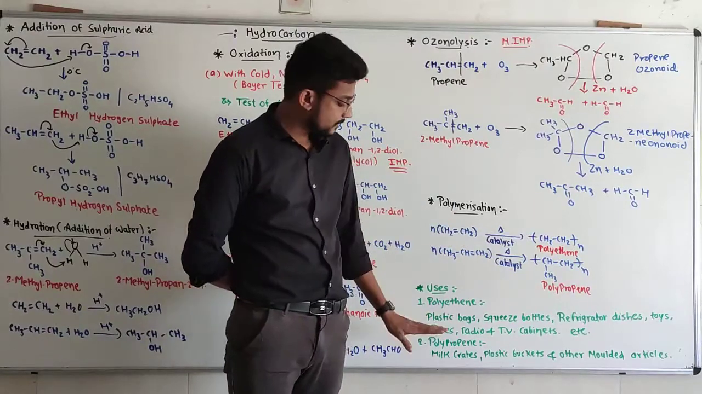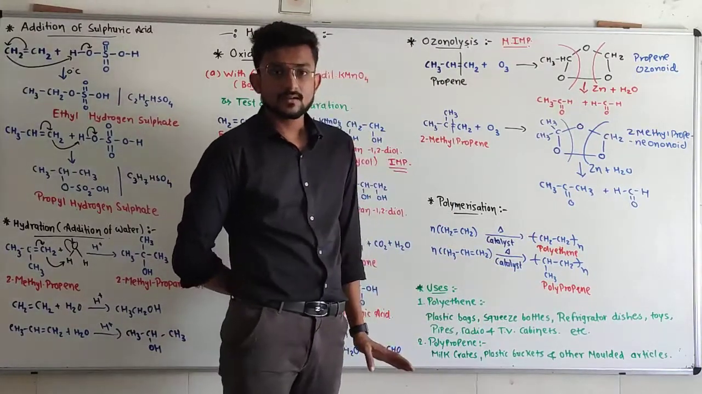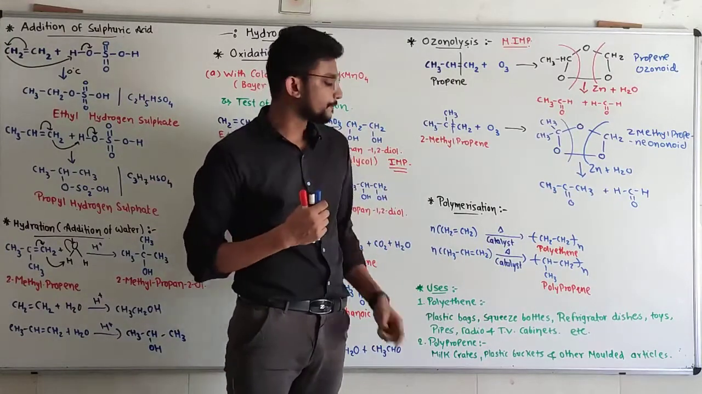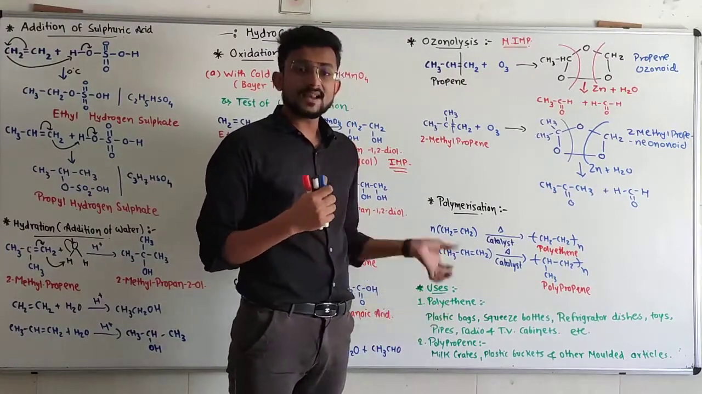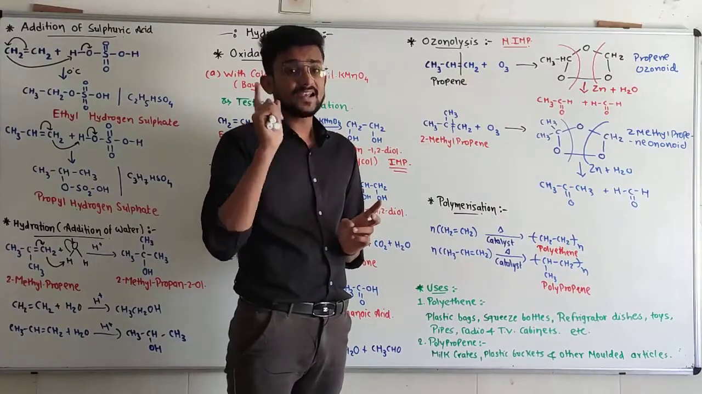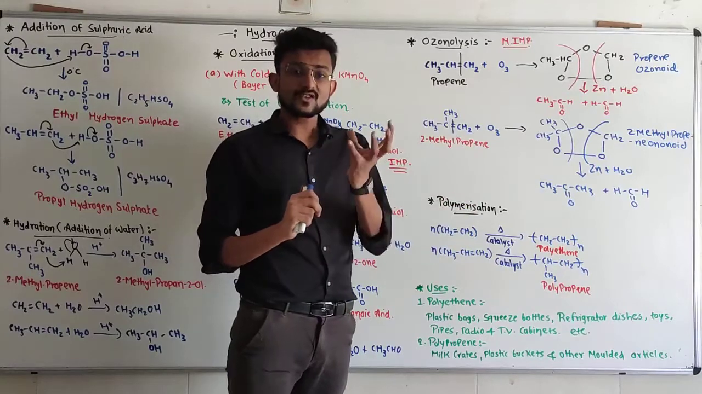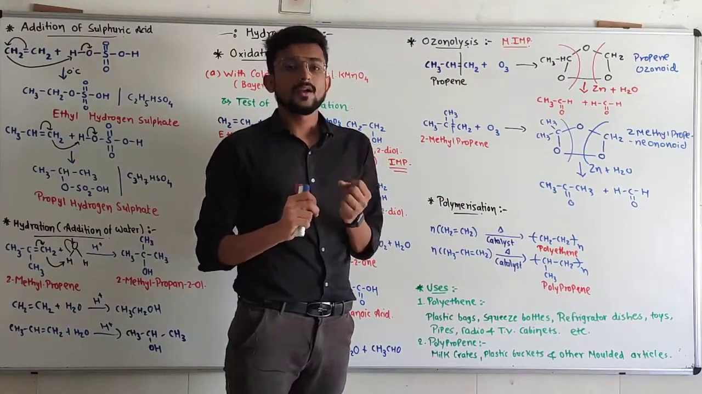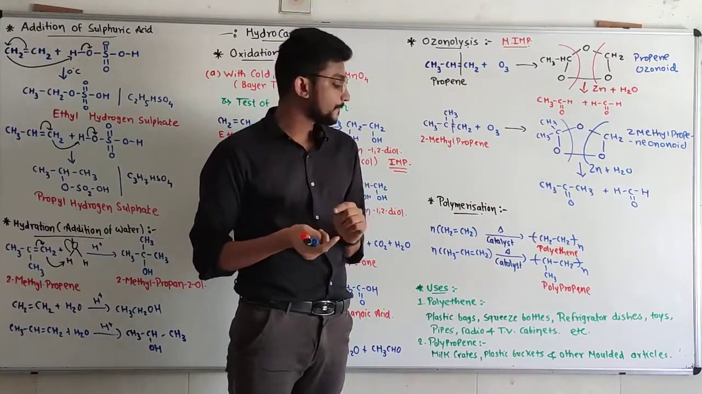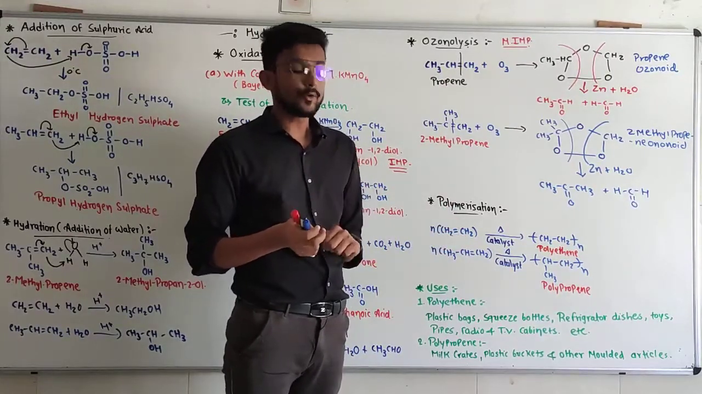Toys, pipes, radio and TV cabinets, boxes of TV and radio. These all things are made of polythene. Remember that there are two types of polythene, high density polythene and low density polythene. Some of the toys are soft and squeezable, then it is low density polymer. And if it is hard, it is high density polymer.